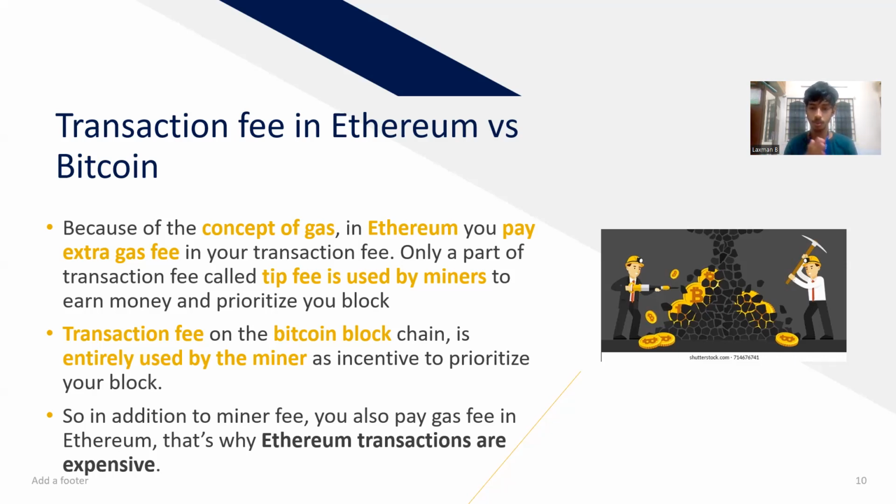So for a transaction fee in Ethereum, some amount of fee will be taken as gas fee, and some amount will be taken as tip fee by the miner. On Bitcoin, on the other hand, the whole amount of fee will be taken by the miner to prioritize your transaction to be included into the block. So this is the difference between the transaction fee in Ethereum versus Bitcoin.